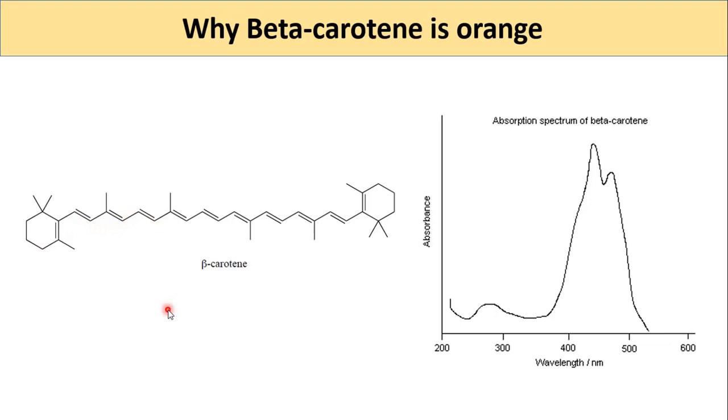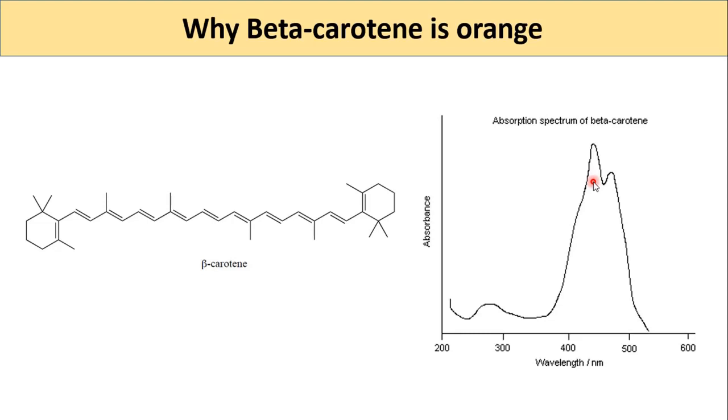And we know that if we increase the number of conjugated double bonds, then the energy gap gets lower, and once the energy gap is less, we get absorption in the higher wavelength region. You can see that beta carotene is absorbing light between 400 to 500, and that is the visible region. So it is absorbing light in the visible region, and the orange light is transmitted through the molecule. That is why beta carotene is orange in color.